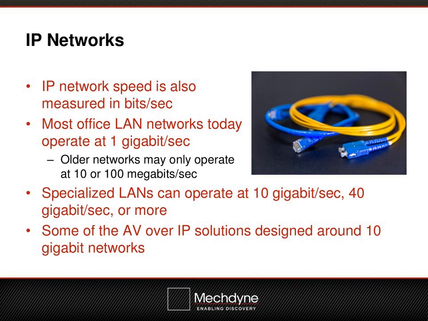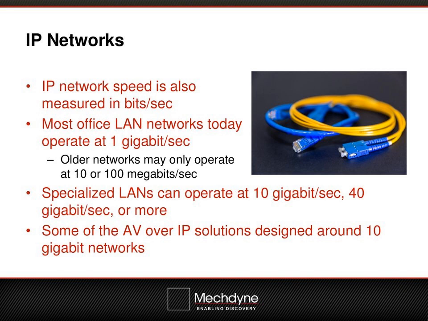Let's talk about IP networks. IP network speed is also measured in a bit rate, or bits per second. Most office local area networks today operate at a 1 gigabit per second bit rate. Some older networks may only operate at 10 or 100 megabits per second. So again, much lower bandwidth available to you.